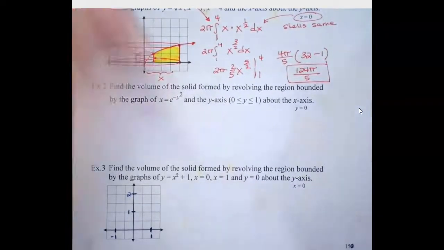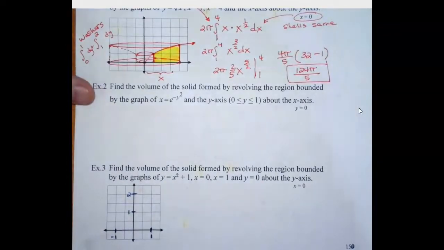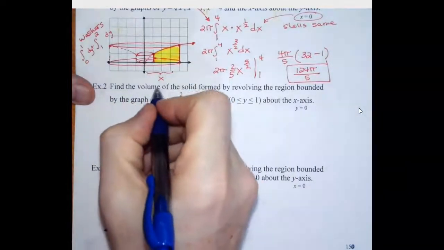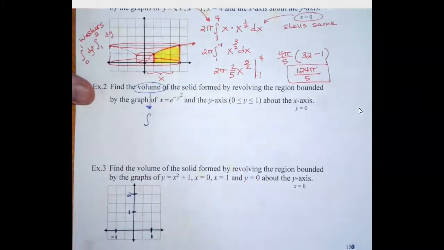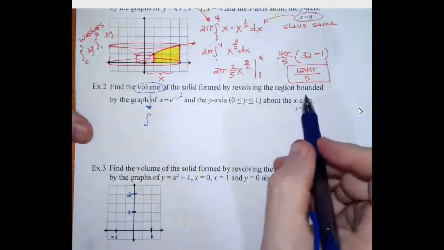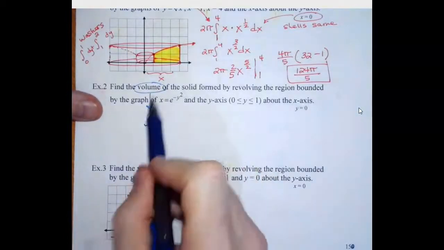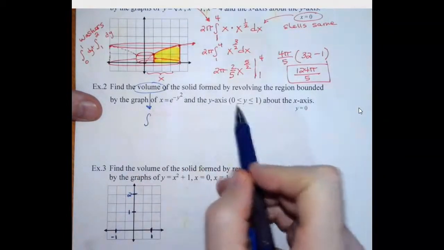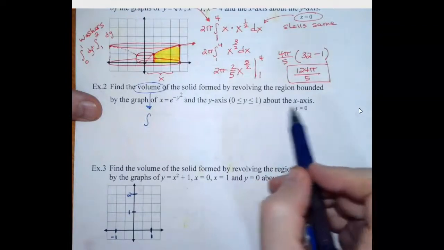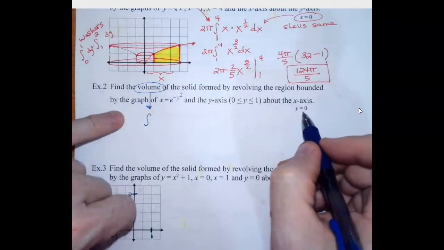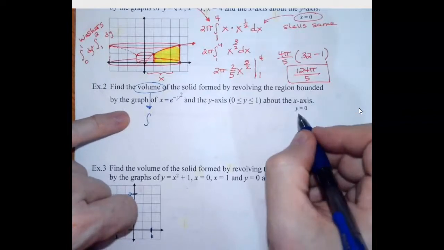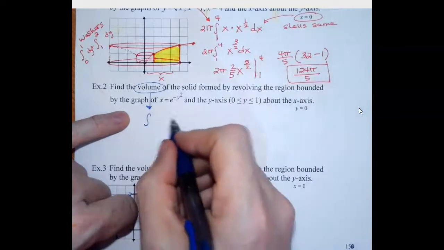This is one of the few ones I'm not actually going to do a graph for. So again, we have find the volume. Okay, so the volume is going to be an integral of the solid formed by revolving the region bounded by the graph of this and the y-axis from 0 to 1 about the x-axis. So the x-axis is y equals 0. If we were going to use discs and washers, we would do the opposite. We would do dx.